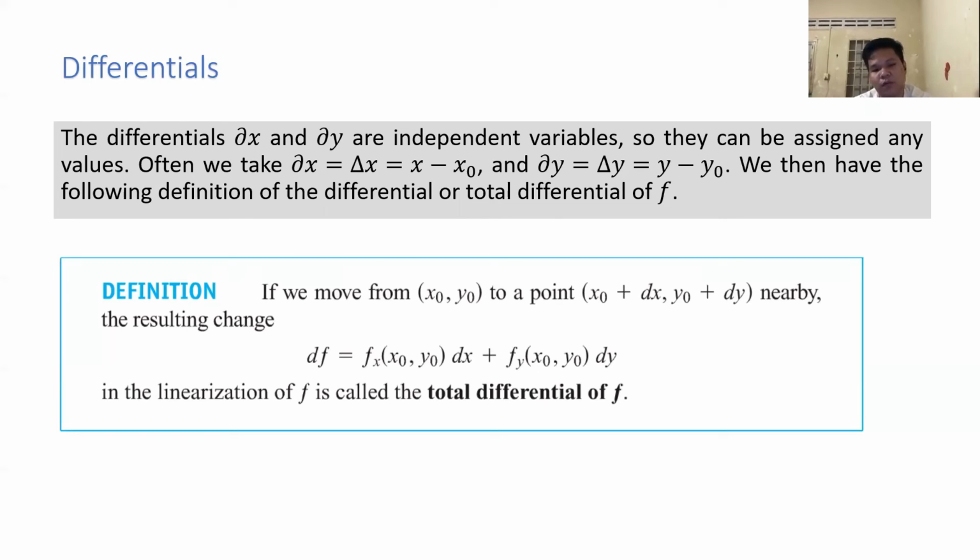Now we look at the definition. It states that if we move from x sub 0, y sub 0 to a point x0 plus dx, y0 plus dy nearby, the resulting change is df equal to f sub x at x sub 0, y sub 0 multiplied by dx plus f sub y at x sub 0, y sub 0 multiplied by dy. This is called the total differential of f.